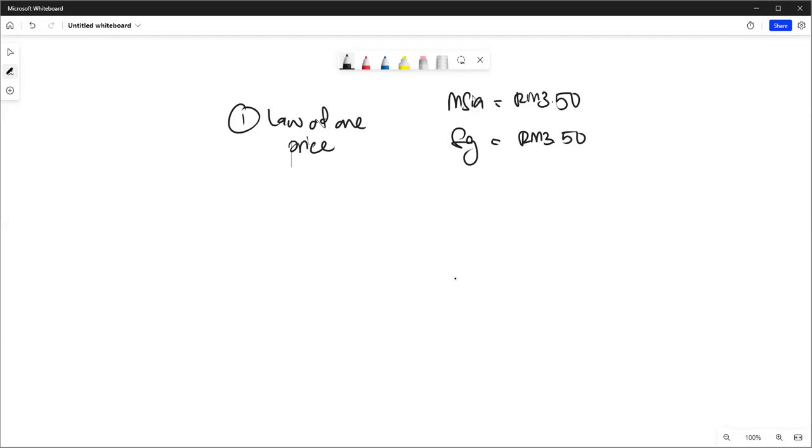So this one product price will determine the exchange rate. In Malaysia it's 350, Singapore is 350. Let's say in Singapore the burger will be sold at 2 Sing dollar. If it's 2 Sing dollar, that means the exchange rate per Sing dollar is 350 divided by 2. So the exchange is 1.75 ringgit per Sing dollar. This should be the exact rate.